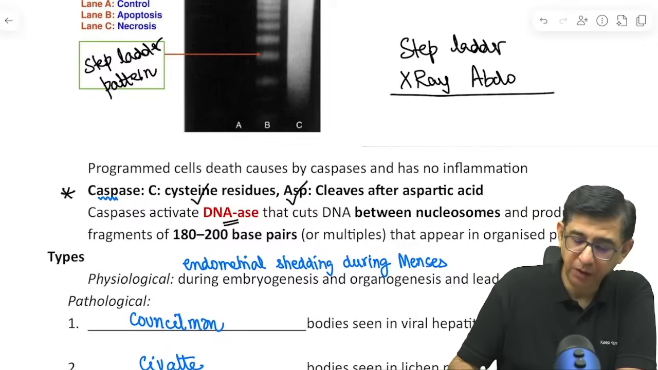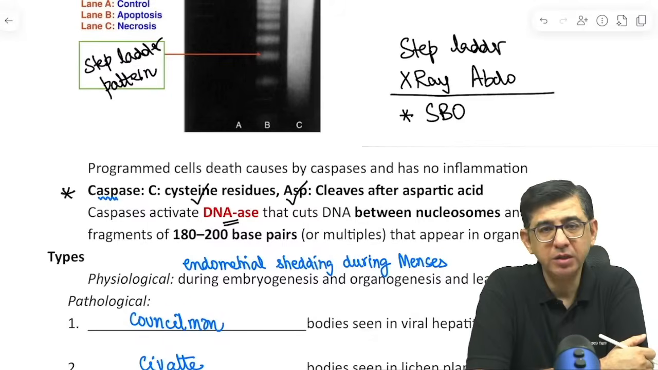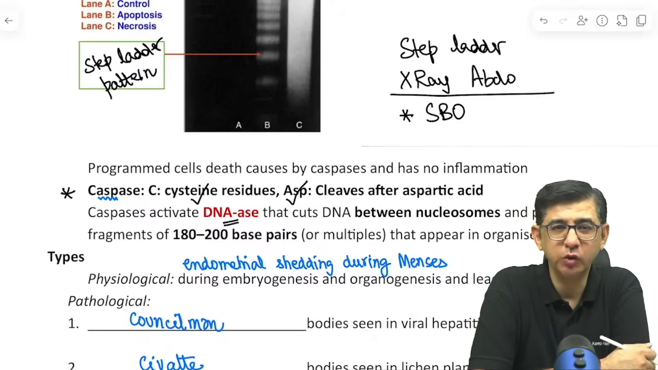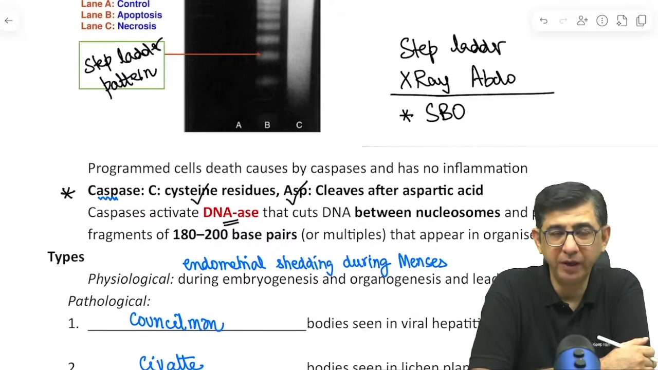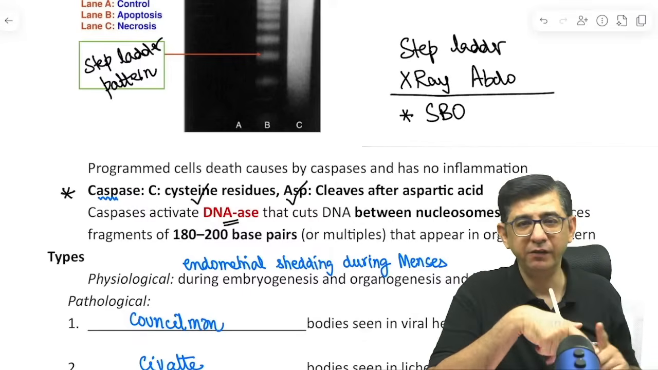Yes, that would be a small bowel obstruction, SBO. Very good. It is intestinal obstruction. It would be an SBO. So 2 times is where we read the stepladder pattern. For apoptosis, the first aspect is caspase that is activating DNase.